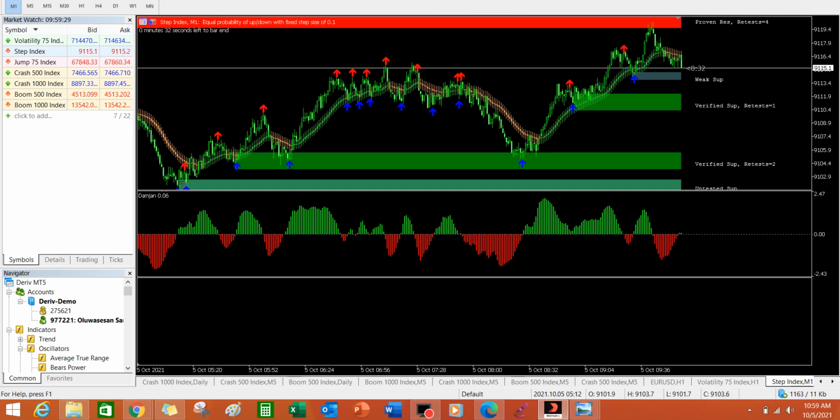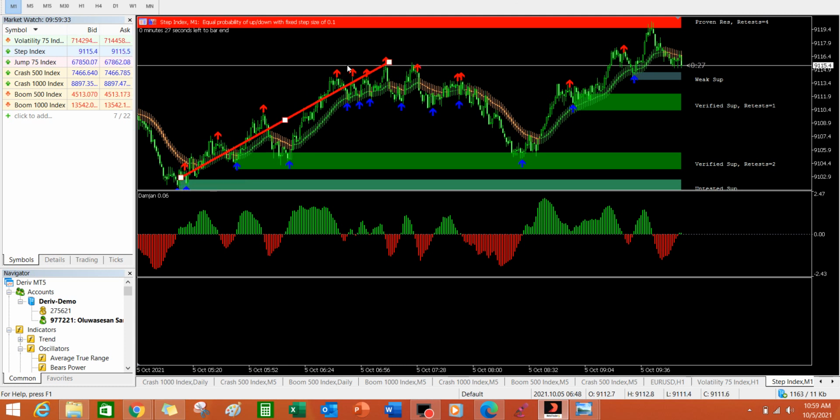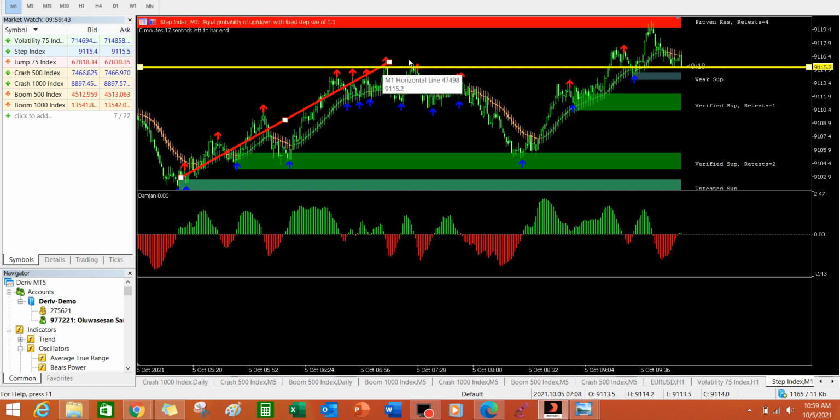And if you should notice, right from that support zone, it came up to this level. This is where it had a major obstacle that didn't allow it to go beyond that. You can see that here is a resistance region that didn't allow it to move beyond that. You can see it tested it several times but was unable to break it. So based on that, it came down again to that support zone. Then later on it went back up from this support zone, which is a verified one. It went back up again to this resistance zone.